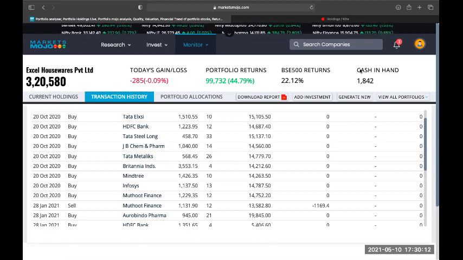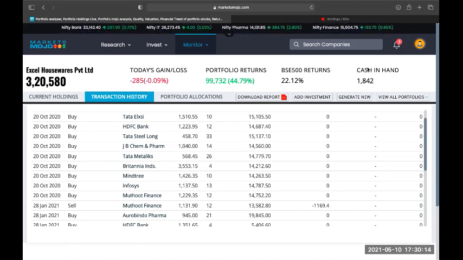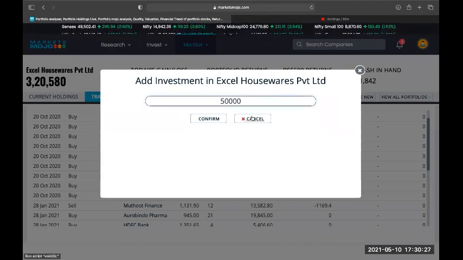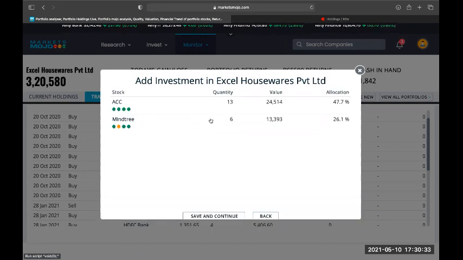Okay, so when you add this amount, it will suggest new stocks to buy? No, it will... Okay, let me show it to you. So you go to add investment, and over here I want to add 50,000 rupees to this specific portfolio of mine, which is currently valued at 3,20,000. So I enter the amount and I click confirm.